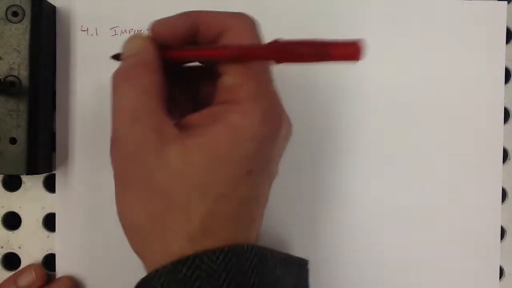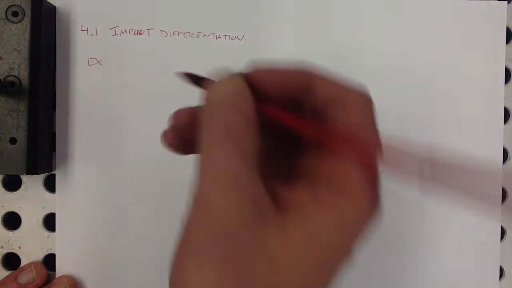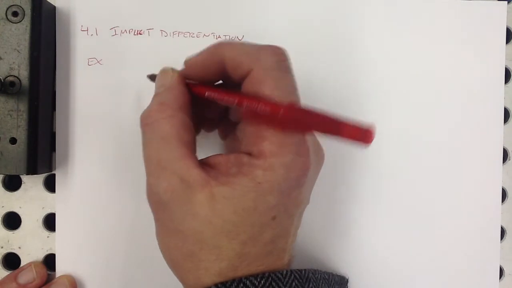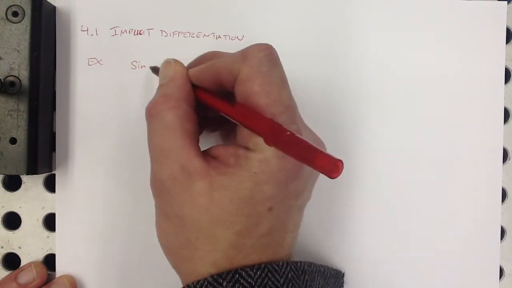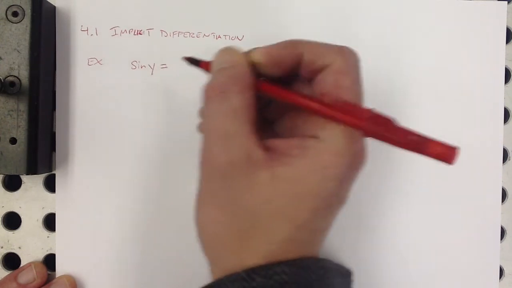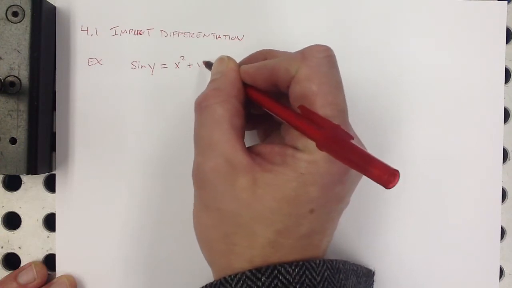So let's say you have a situation. We're going to jump right in with an example here. How would you take the derivative of something like this? Let's say the sine of y is equal to x squared plus y.